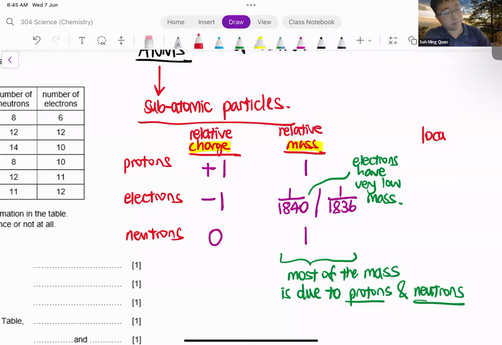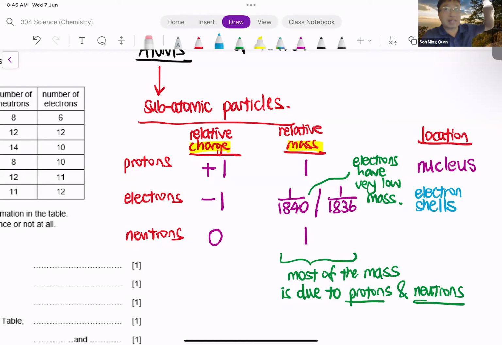And finally, we also need to know where these subatomic particles are located in the atom. So we'll just quickly go through that. The protons are located in the center of the atom called the nucleus. Electrons, however, are in electron shells. So electrons are not in the center. Electrons are in the shells around the nucleus. Finally, neutrons are also in the nucleus. So this summarizes what subatomic particles there are in an atom.